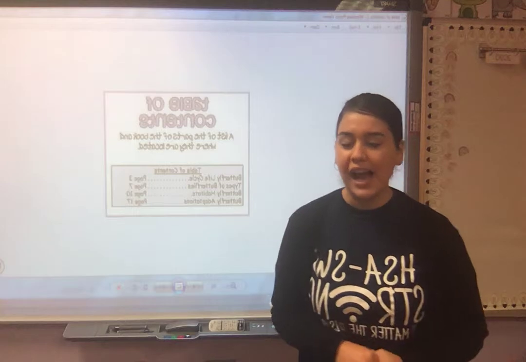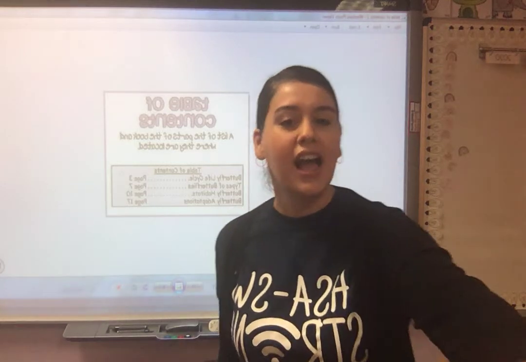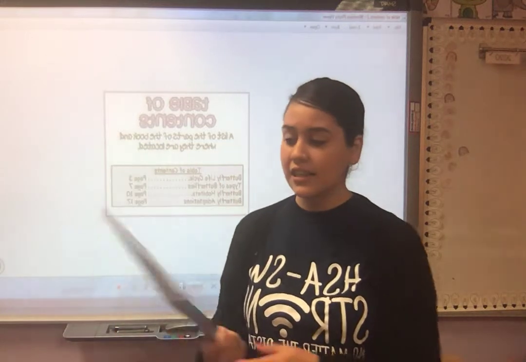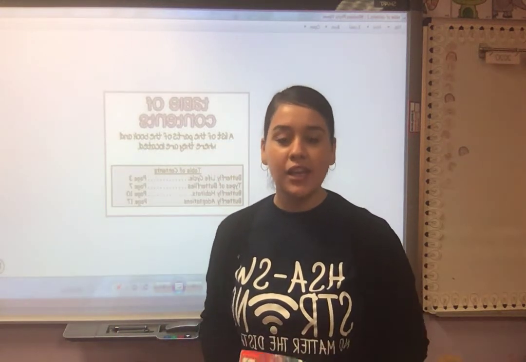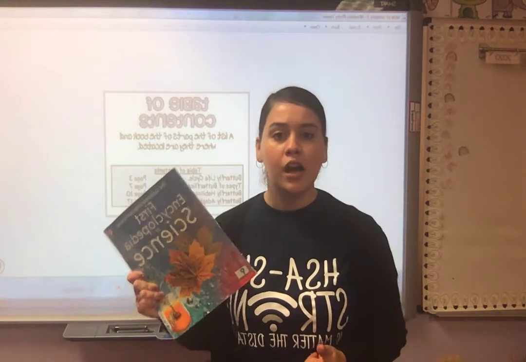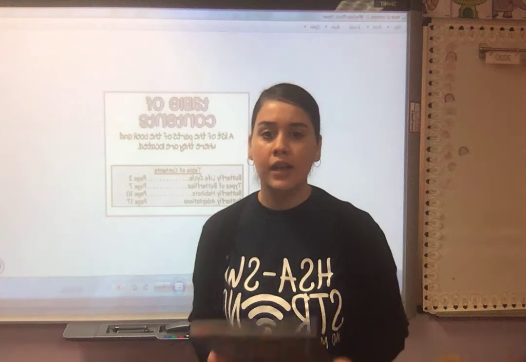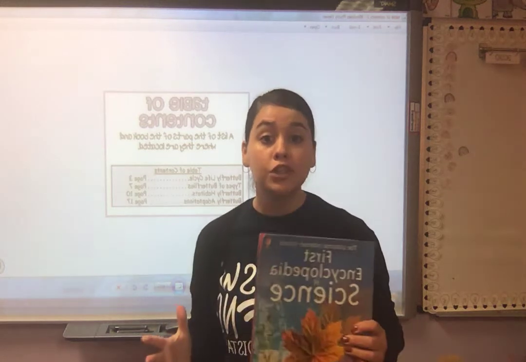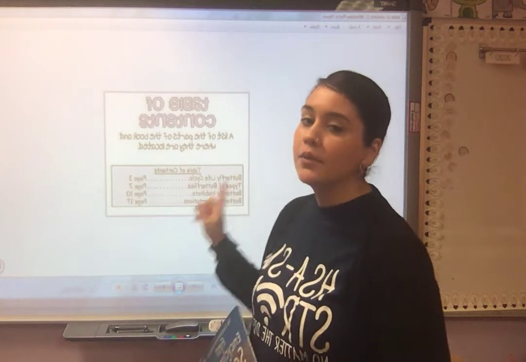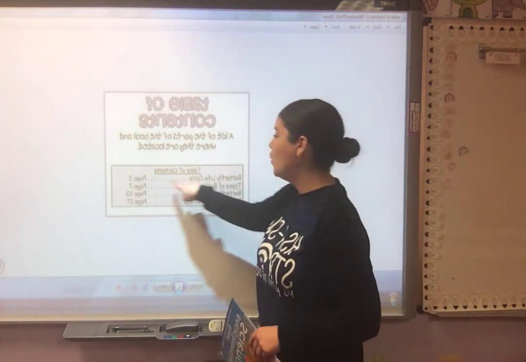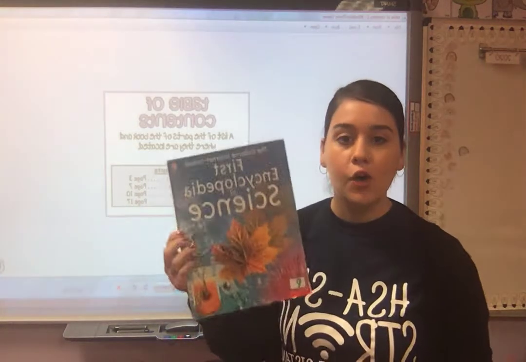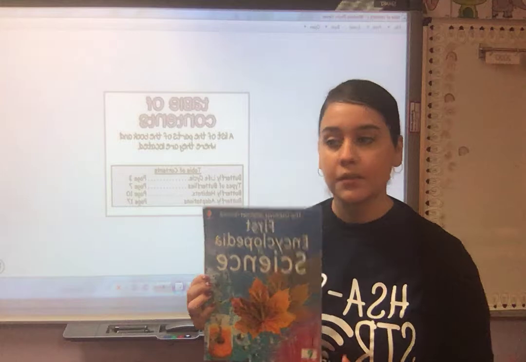So for example, I don't want to read an entire book. I don't want to read this whole book about all these different science things. I only want to get to the page that talks about the leaves. Or I only want to get to the page that talks about frogs. Or I only want to get to the page that talks about the ocean. So what page can I find that on? Always go to the table of contents. The table of contents will always tell you what page you can find things on. And that's always something you'll find in a nonfiction book.